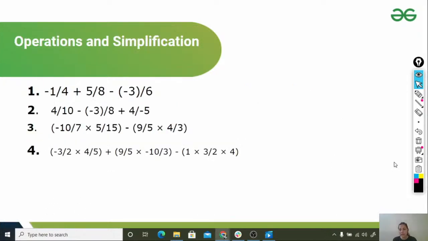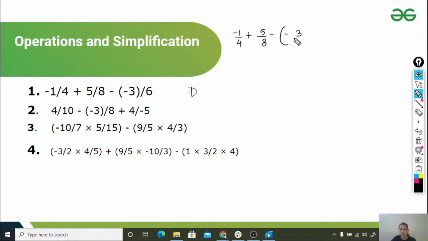Now here are some questions on simplifications based on the rules of the operations. So instead of कि मैं आपको एक एक operation like addition कैसे करते हैं, subtraction, multiplication, division, it's very good if we'll discuss it with the questions. So here the first question is minus 1 by 4 plus 5 by 8 minus of minus 3 by 6. Let me write over here.